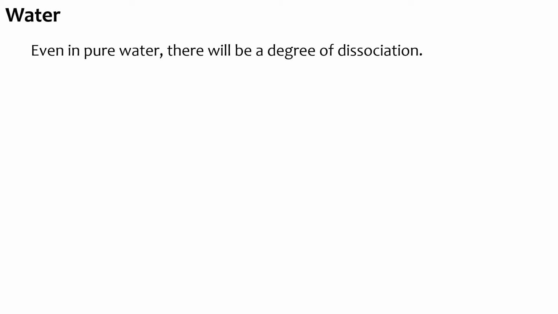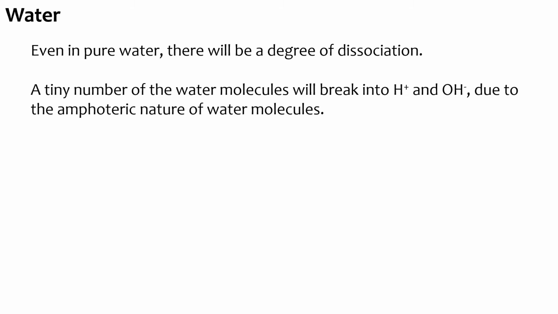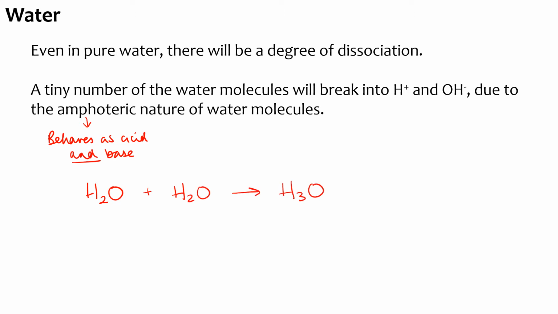Now, it might seem strange that we've got a concentration of H+ in pure water, which you would imagine would be just H2O, but even in pure water, there will be a degree of dissociation. A tiny number of the water molecules will break into H+ and OH- due to the amphoteric nature of water molecules. Remember that amphoteric means behaves as both acid and base. So what water can do is, if we take a water molecule, it can donate an H+ to another water molecule to form the hydroxonium ion and hydroxide ion.